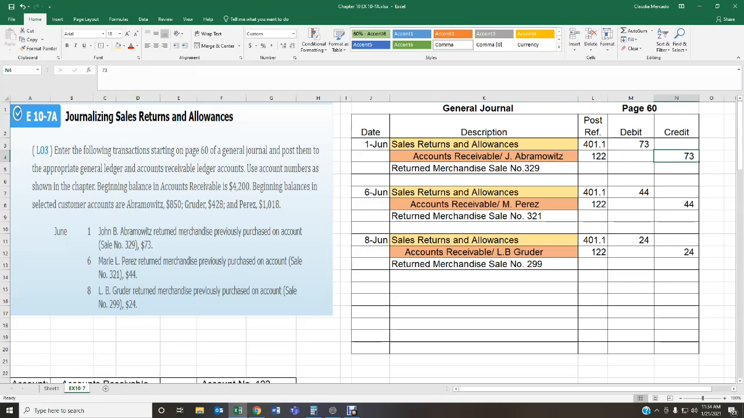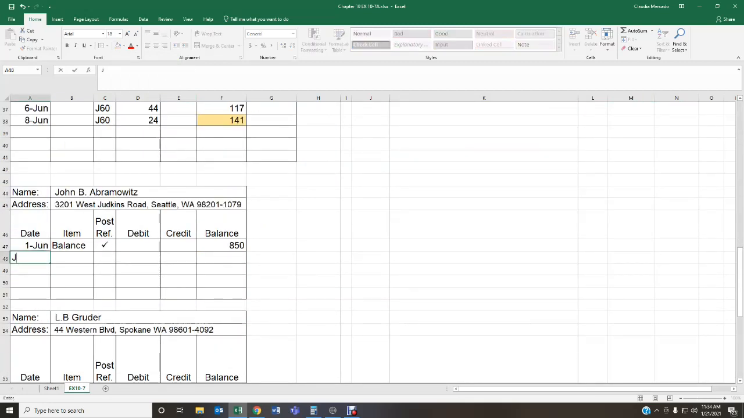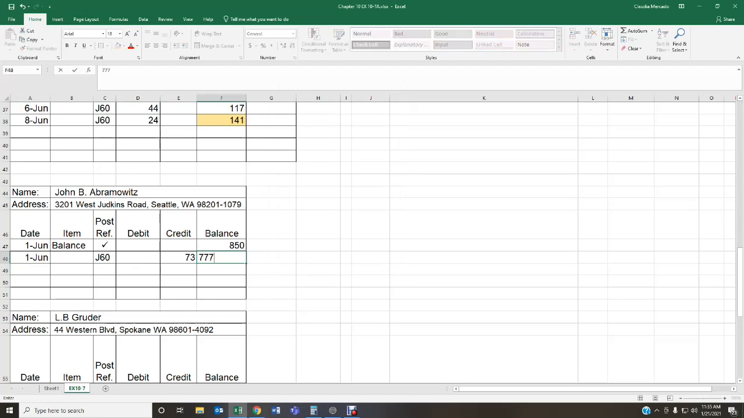And we have a credit of $73. I'm going to copy that over to my subsidiary ledger on June the 1st, okay? So on June the 1st, we have on Journal 60 a credit of $73, okay? So Amber Mowitz used to owe me $850. We just gave them a credit of $73. So now Amber Mowitz owes me $777. This subsidiary ledger will keep track of how much each customer owes you. So it's the balance per customer, okay? So now they started owing me $850. They returned $73. So now they only owe me $777.